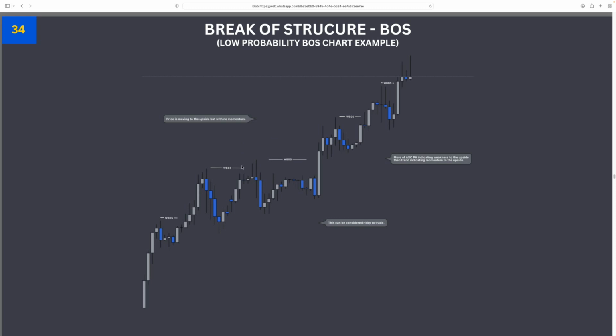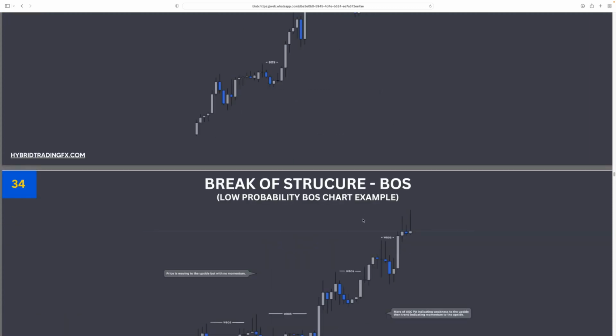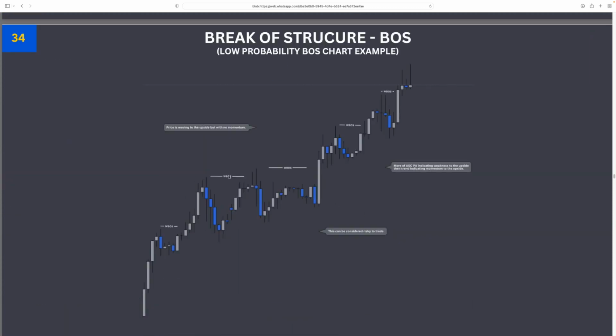So break of structure is telling you a lot. How do we break these highs right here? If we break it with momentum, we know that the trend is present and momentum is present, and our trades are automatically going to be more high probability. And if we do not break with momentum, this indicates that we do not have momentum in the market and price action is most likely going to reverse. Okay, so we have weakness to the upside.